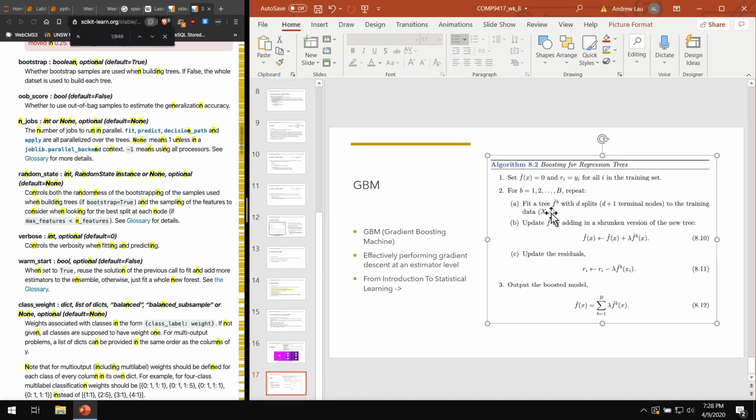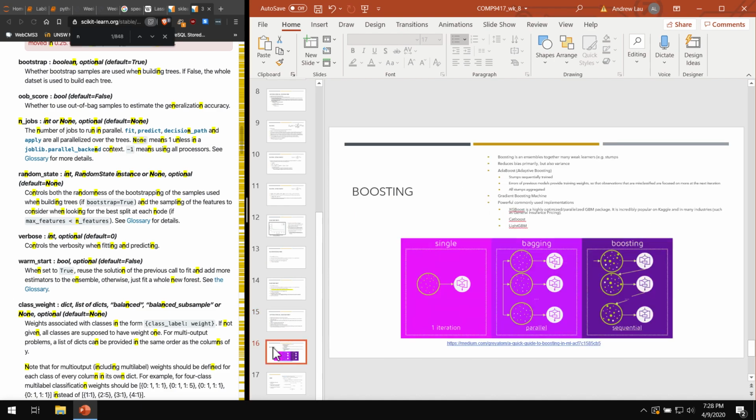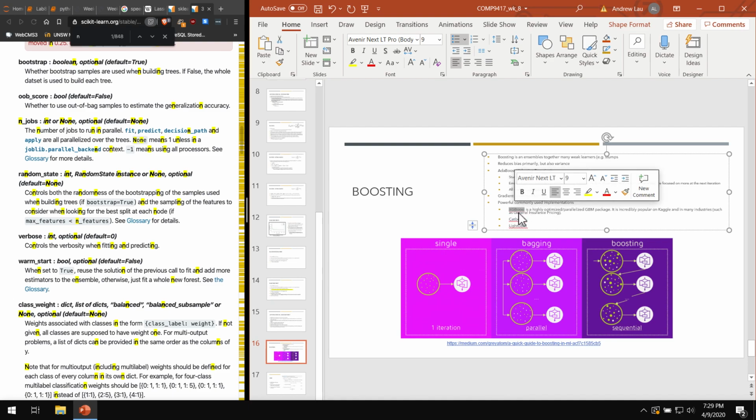So GBMs are very popular. More specifically, if you ever do any machine learning, say in Kaggle or in industry, these are incredibly popular packages: XGBoost, CatBoost, LightGBM, and they're very successful in Kaggle and other places as well. I use XGBoost a bit at work actually. I think it's quite good.